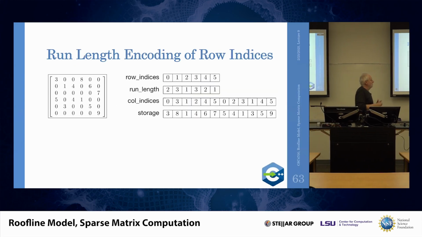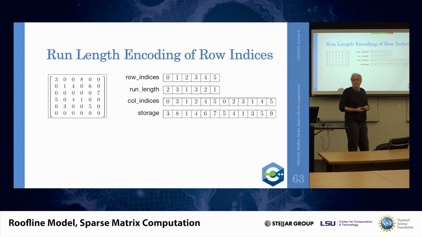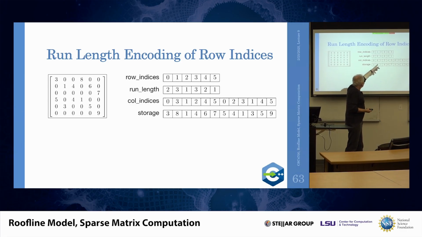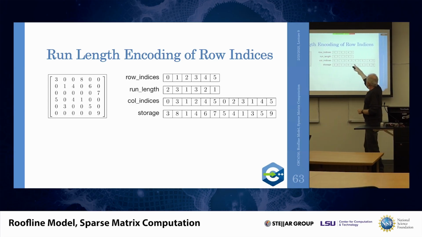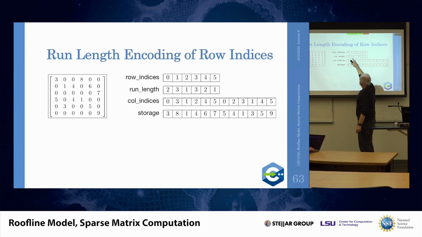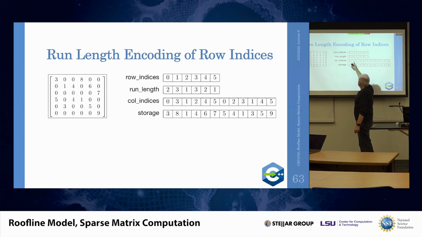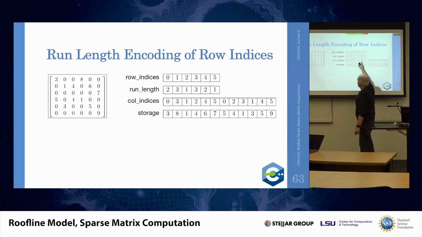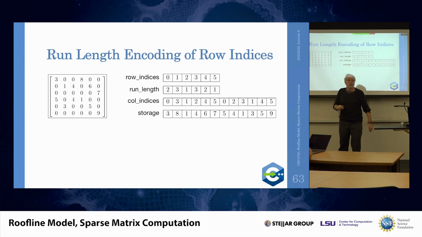Okay, so let's change the representation. The row indices are now 0, 1, 2, 3, 4. And I additionally store how many elements I have in each of those rows. The first has 2, then 3, 1, 3, and so on. So that means that row 0 has 2 elements, which sit at column indices 0 and 3 and have the values 3 and 8. Row 1, the second row, has 3 elements, which sit at columns 1, 2, and 4 and have the values 1, 4, and 6, and so on.